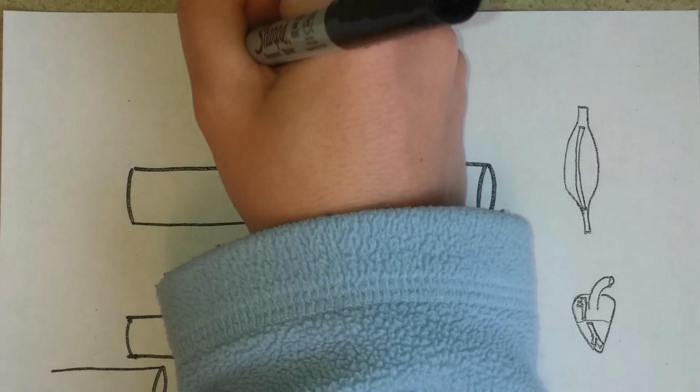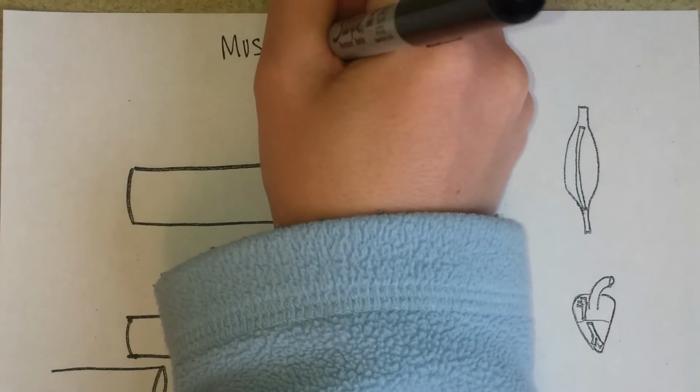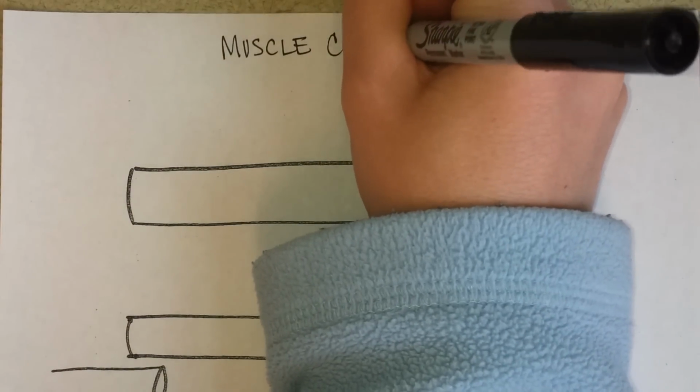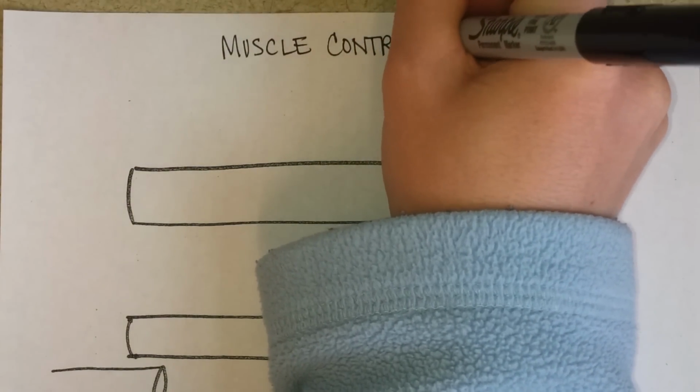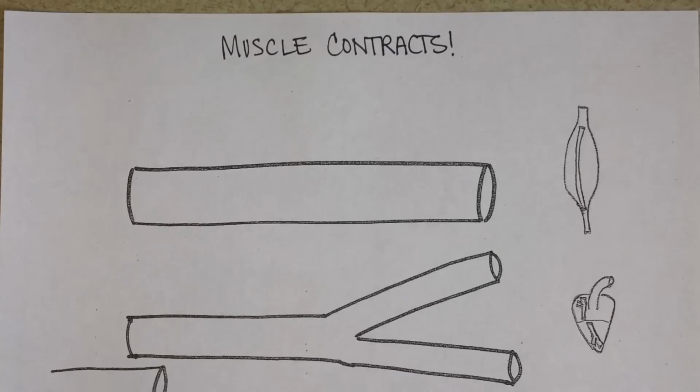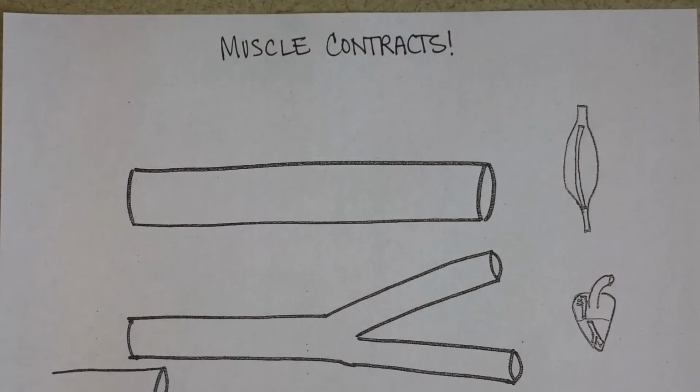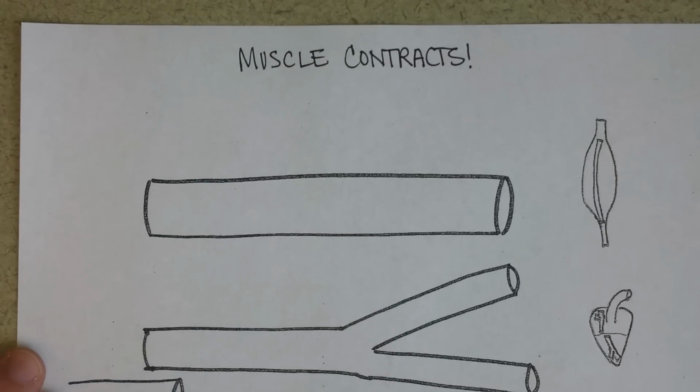Muscle. Muscle is special because it can contract. It can change length. And there are three main kinds of muscle in your body. They all are important for moving things. They just move different things. So first we'll look at skeletal muscle. I'm going to use a red pen for that.